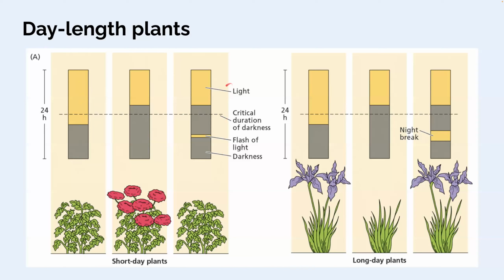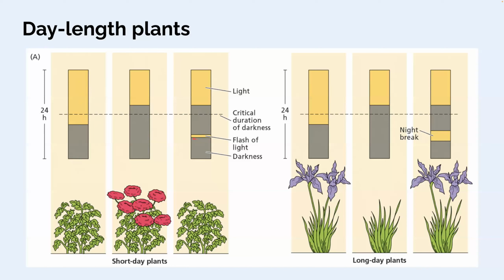And this third panel on both of them shows what can happen if you just shine some light in the middle of the night. So this really just illustrates that what the plants are measuring is not the length of the day, but they're actually measuring the length of the night. And if you interrupt that, it's almost like getting a bad night's sleep, right? If somebody wakes you up in the middle of the night, shines a light on you, you didn't get a full night's sleep. Plants feel the same way.